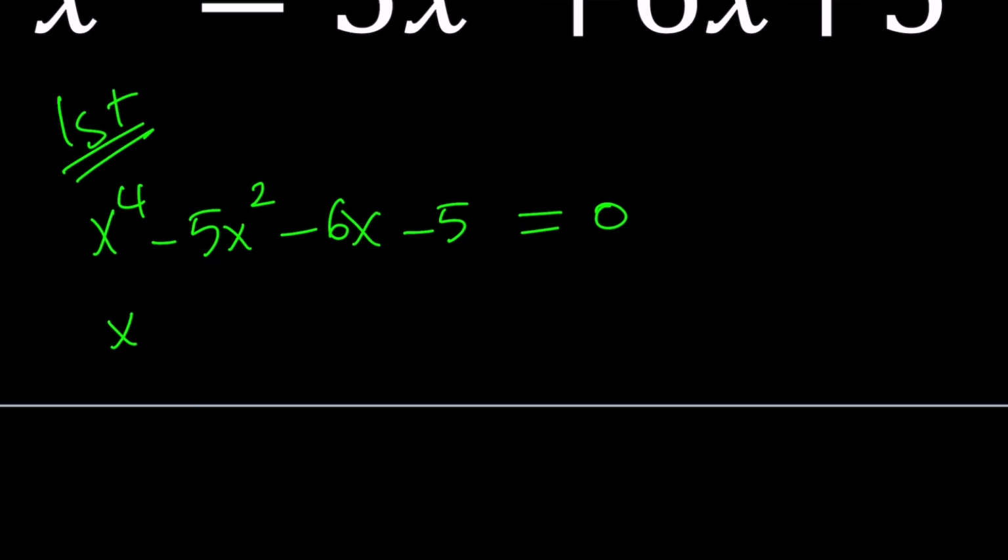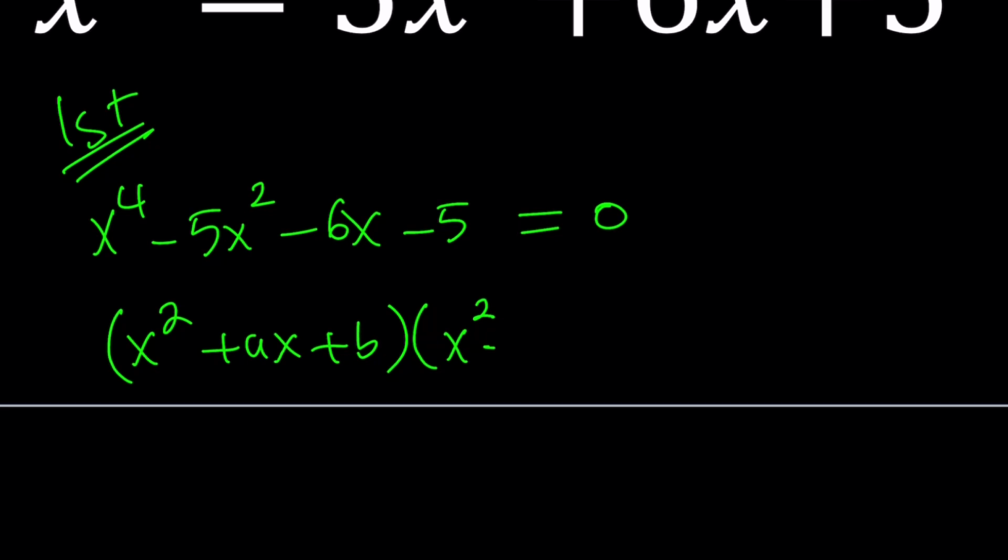So like this, x squared plus ax plus b. And then we're going to multiply this by x squared minus ax plus c. You'll see in a little bit why I wrote it that way. And then this should equal my quartic, okay?